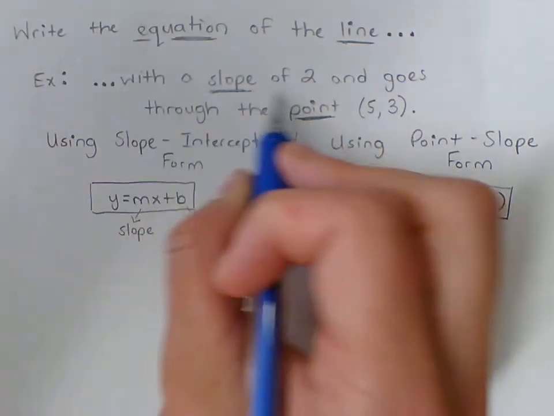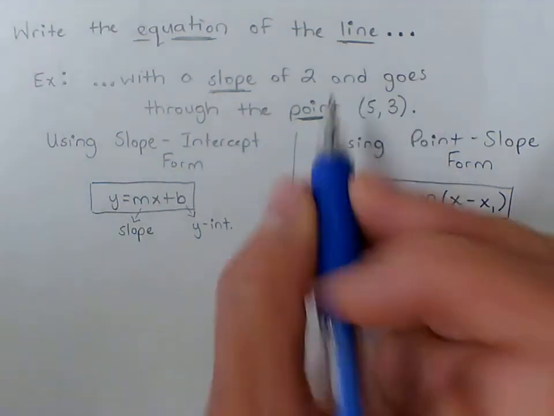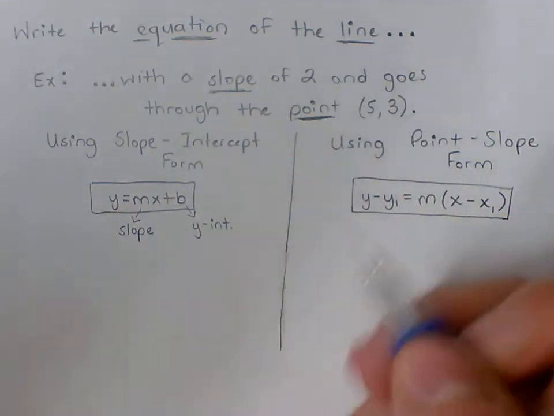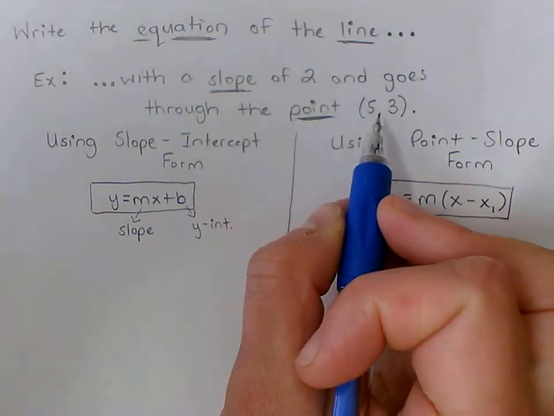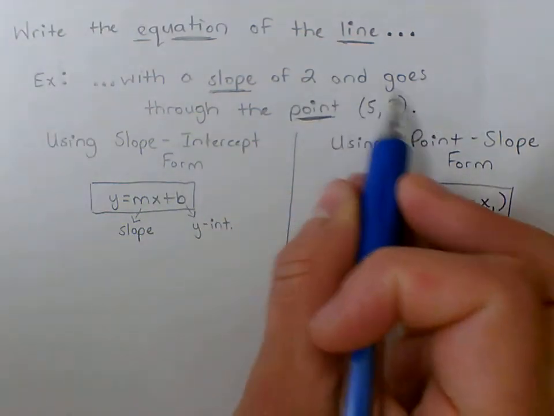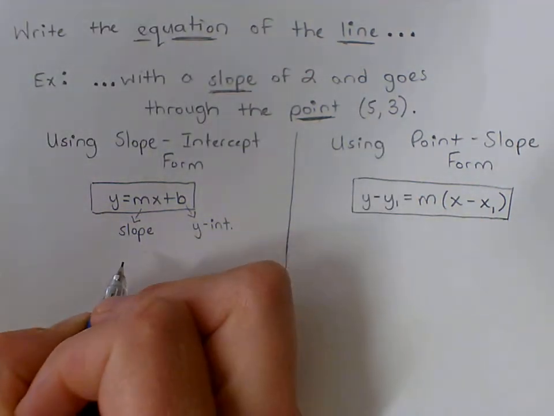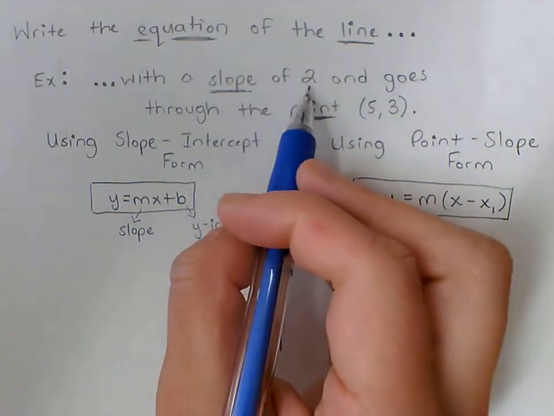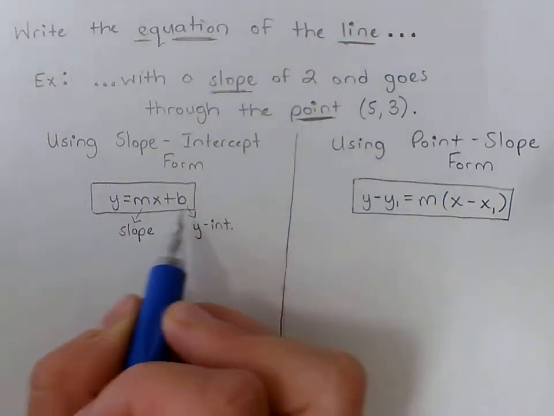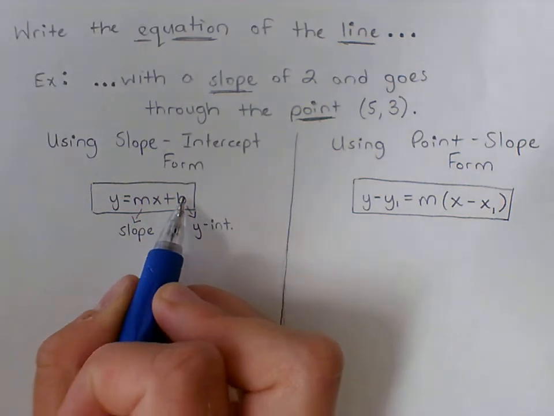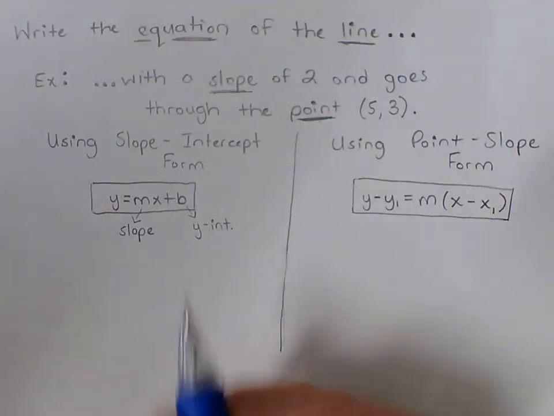Notice in this problem, they give you the slope, but they don't tell you what the y-intercept is. Whenever they give you the slope but not the y-intercept, and they give you instead a point that the line goes through, you're going to use these 2 pieces of information and plug them into this equation. You're actually going to use that to find what the y-intercept is. So how do you do that?